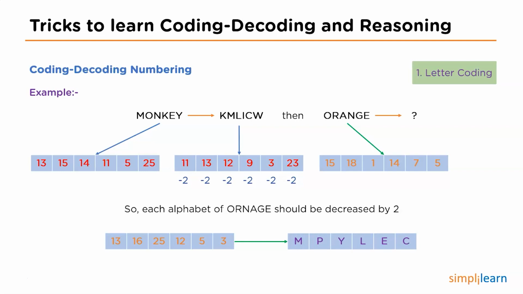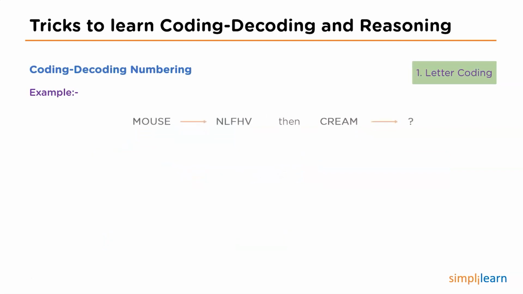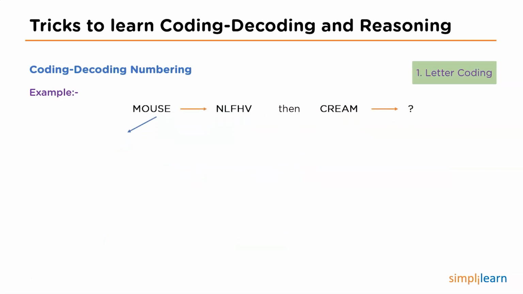Now, let's go for the second example. The mouse is coded as N, L, F, H, and V. Then, what should cream be written as according to the monkey? Explanation. To solve this, we have to keep in mind that every alphabet has a specific number. So in the given question, we have mouse. The code for mouse is M is coded as 13, O is coded as 15, U is coded as 21, S is coded as 19, E is coded as 5.